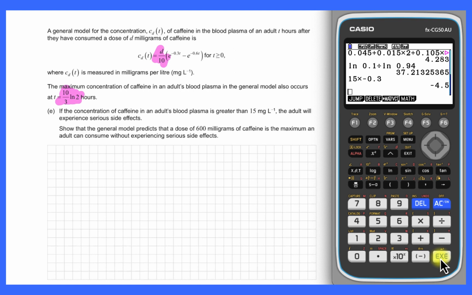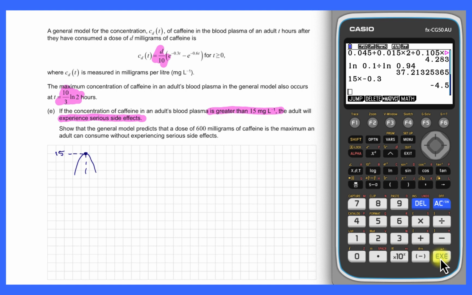Now we're told that the maximum concentration for this general model still occurs at the exact value that we've previously found, but what we're asked to do is to show that a dose of 600 milligrams is the maximum amount, and that's going to relate to this claim here, which is that we don't want a value greater than that, or otherwise we experience serious side effects. So we don't want a maximum or a peak of our function of greater than 15. So if you think about that graph, we want this peak to be below 15. I'm interested in how that's going to occur.